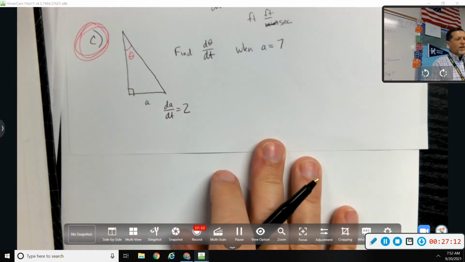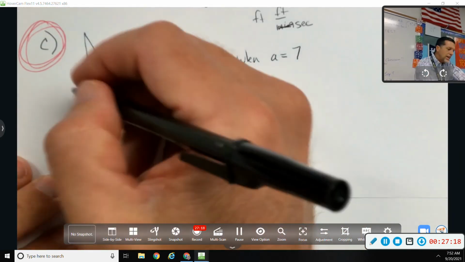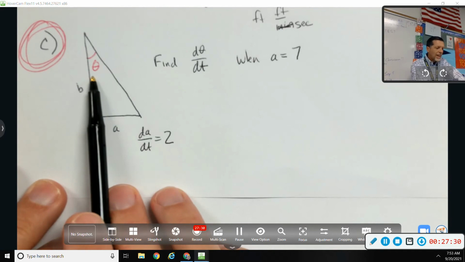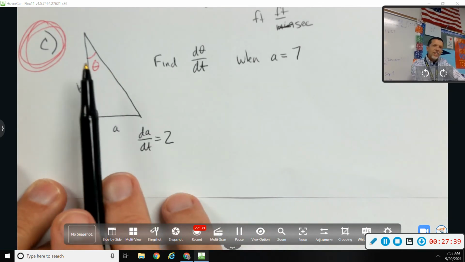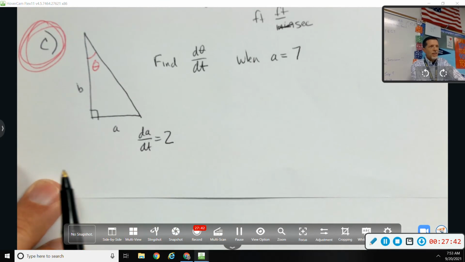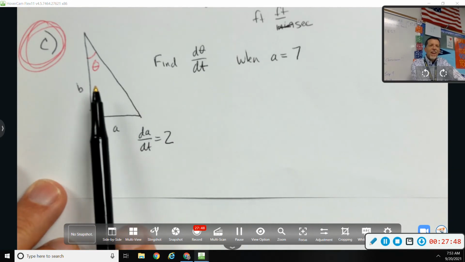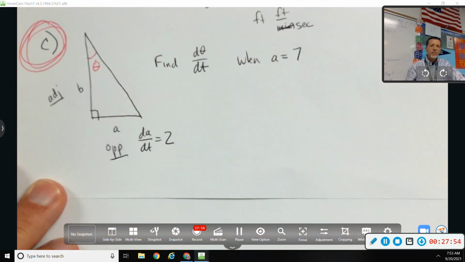That's good, because when A is 7, we know lots of stuff right now. We know area, we know dA dt, we know dB dt, we know A, we know B. Like we've got this problem pretty well mapped out for when A is 7. Now I need an equation that has theta in it, and preferably A and B in it, since I know stuff about A and B as well. So is there an equation you know that relates theta, A, and B? There is, but you don't remember it. Opposite over adjacent. Yeah, that's opposite and adjacent. So what trig ratio talks about opposite and adjacent? Tangent.